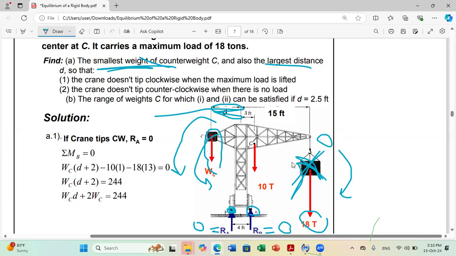So I can say the following. What do I have in my figure? What are the forces acting on my structure in this case? I have the counterweight, and I have the weight of the structure, which is 10 tons acting at the center of mass. Plus, I have my reactions at A and B. Now, because I am working in extreme conditions, in this first scenario, I take the worst case scenario of tipping over.